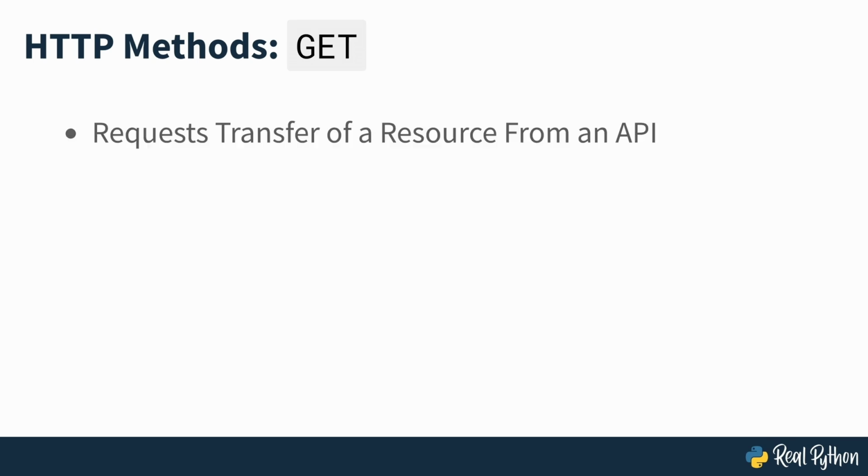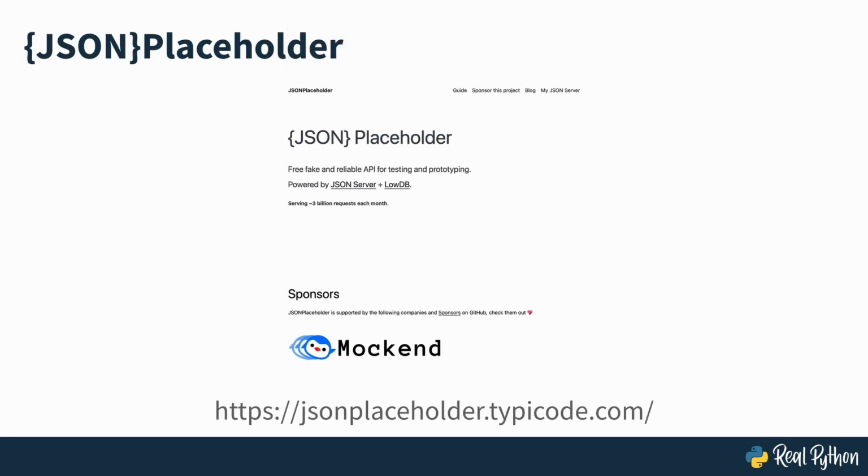GET is one of the most common HTTP methods you'll use when working with REST APIs. This method allows you to retrieve resources from a given API. GET is a read-only operation, so you shouldn't try to use it to modify an existing resource. To test out GET and the other methods in this section, you'll use a service called JSON Placeholder. This free service provides fake API endpoints that send back responses that requests can process.